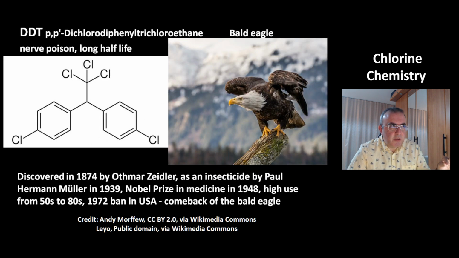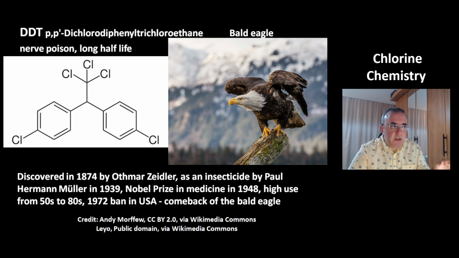At the left, this is the structure of DDT, that's para-para-dichlorodiphenyltrichloroethane, a nerve poison with a long half-life. And you can see an aromatic benzene ring. This position opposite is called para. If the chlorine atom were here, this then would be meta, and here it would be ortho. This compound was discovered in 1874 by Ottmar Zeidler, and later it was recognized as an insecticide by Paul Hermann Müller in 1939. He also got the Nobel Prize in Medicine in 1948.